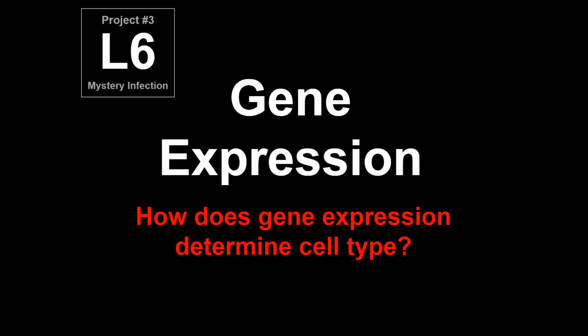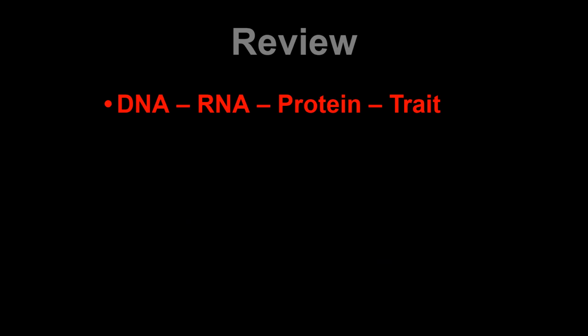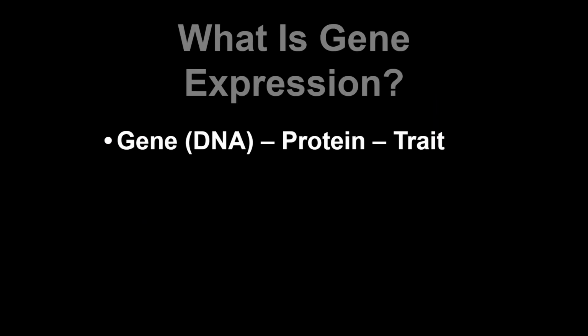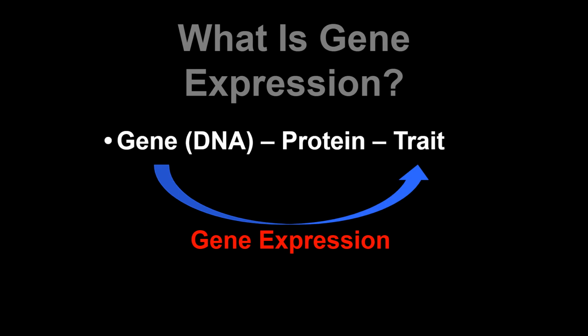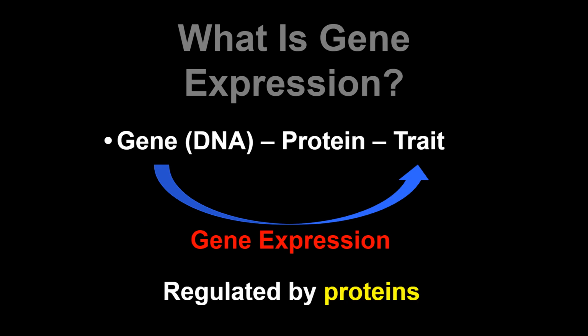In this video, we are going to look at how gene expression determines cell type. As a review, remember, DNA codes for RNA, RNA codes for proteins, proteins make your traits. How a gene becomes a trait is called gene expression. So a gene is expressed when it becomes a trait. And this process is regulated by proteins, because again, proteins do pretty much everything in the body.